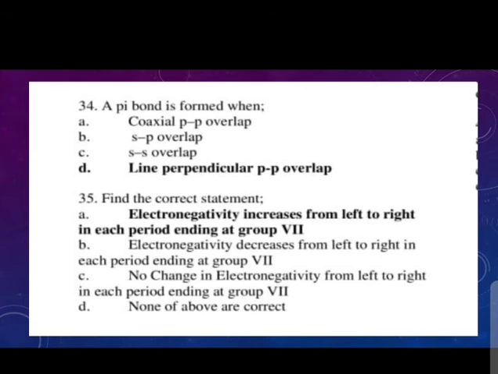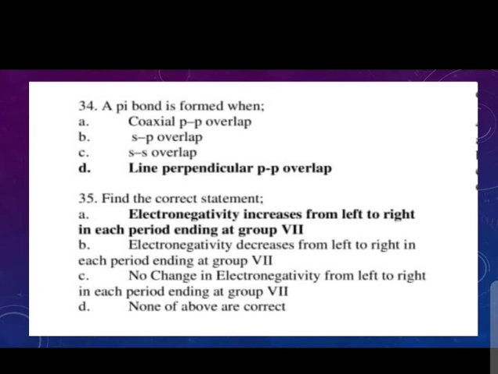Moving to our next question. A pi bond is formed when? So our options are A. Coaxial pp overlap, B. sp overlap, C. ss overlap, and D. Line perpendicular pp overlap. So our correct option is D. Line perpendicular pp overlap.